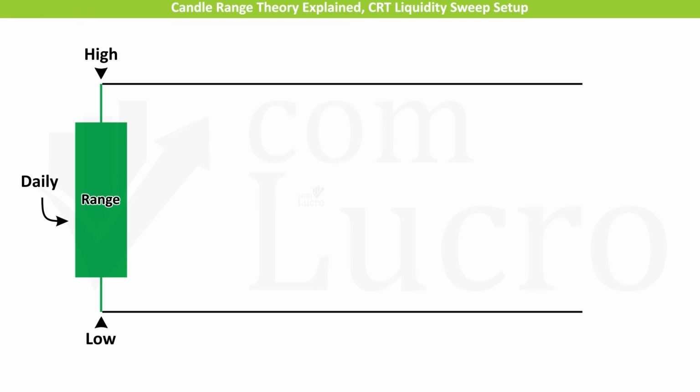The upper boundary is called the candle range high, or CRH. In smart money terms, the liquidity resting above this level is known as buy-side liquidity, or BSL, because it contains stop losses from short sellers and breakout buy orders. The lower boundary is called the candle range low, or CRL. In the same way, the liquidity resting below this level is referred to as sell-side liquidity, or SSL, since it includes stop losses from long positions and sell stop orders.